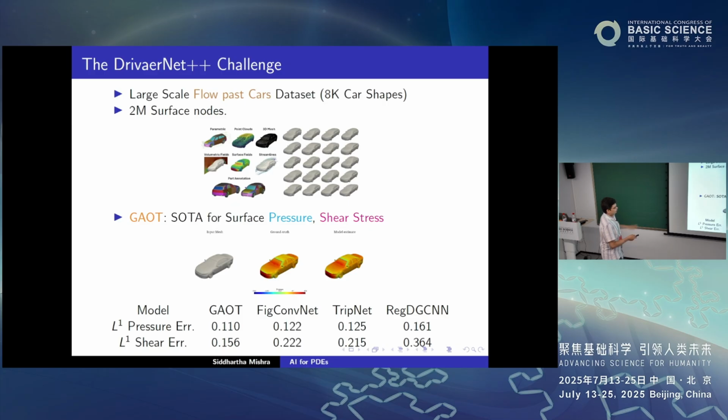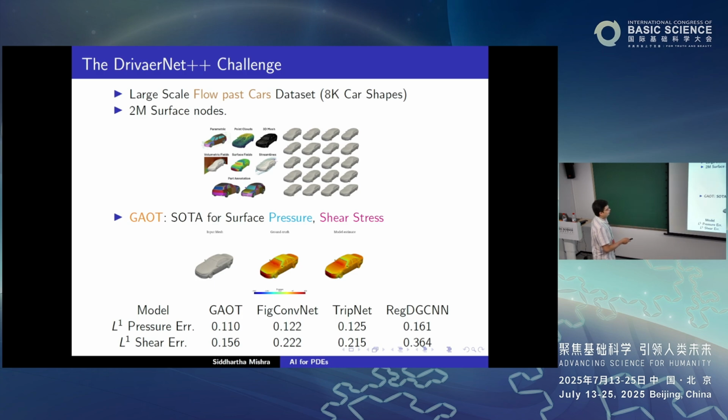So the main challenge here is twofold. First of all, there are 8,000 cars, so you have to do quite a bit of compute. And second, on each of these cars, or at least on the surface, you have 2 million surface nodes already. So if you do a graph-based method, you have to work with 2 million nodes and about 15 to 20 million edges, which is quite a big graph.